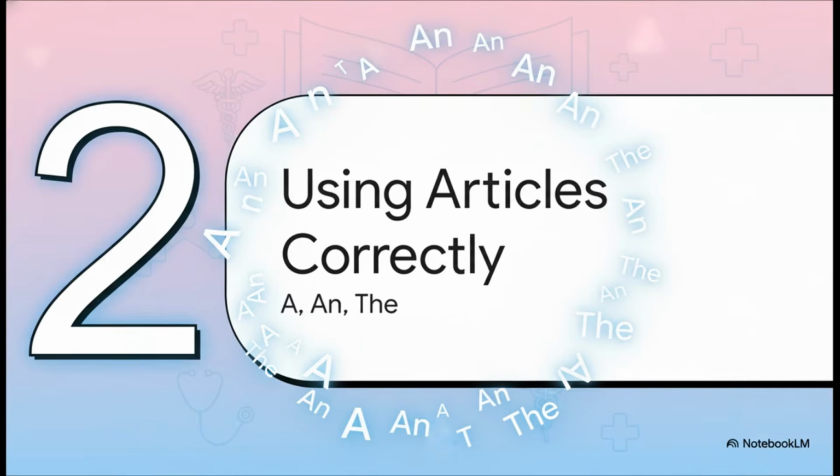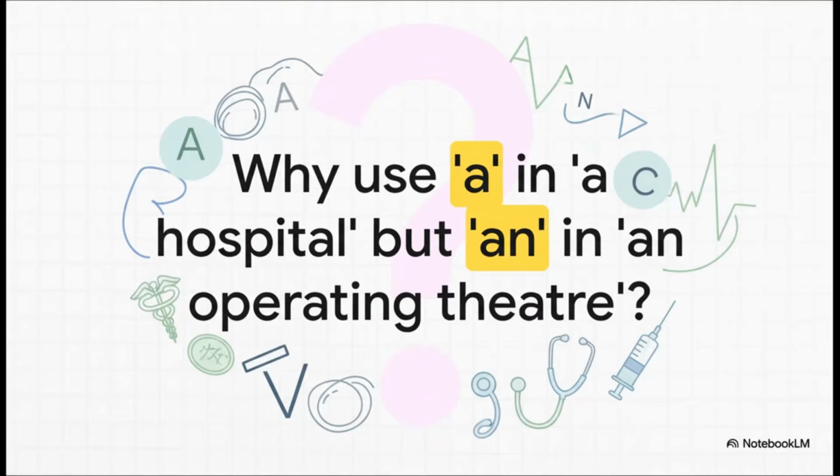I'm talking about those tiny but really powerful words, a, an, and the. Getting these right is key. Let's look at these 2 sentences here. Chicago Medical is a hospital, and there is an operating theater. Why do we say a hospital, but an operating theater? What's the logic there? Give it a thought.